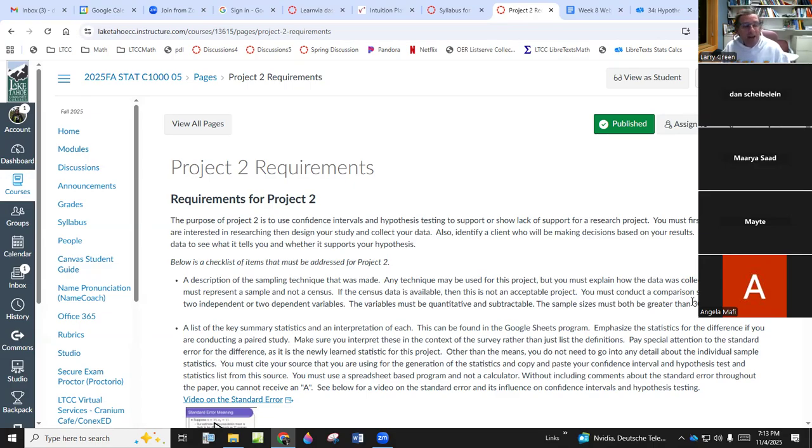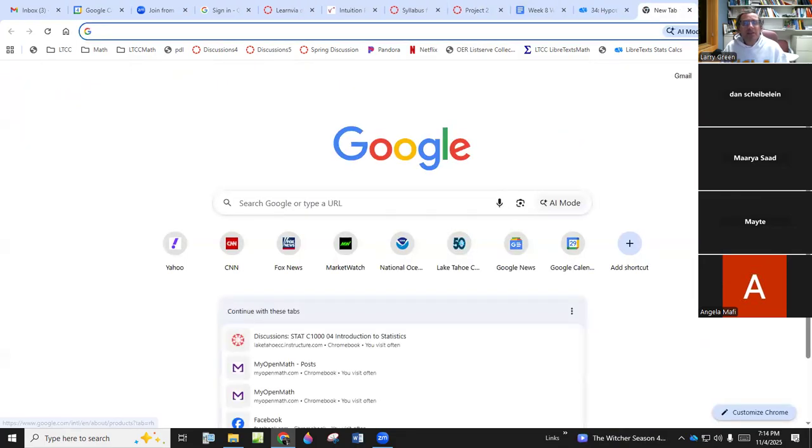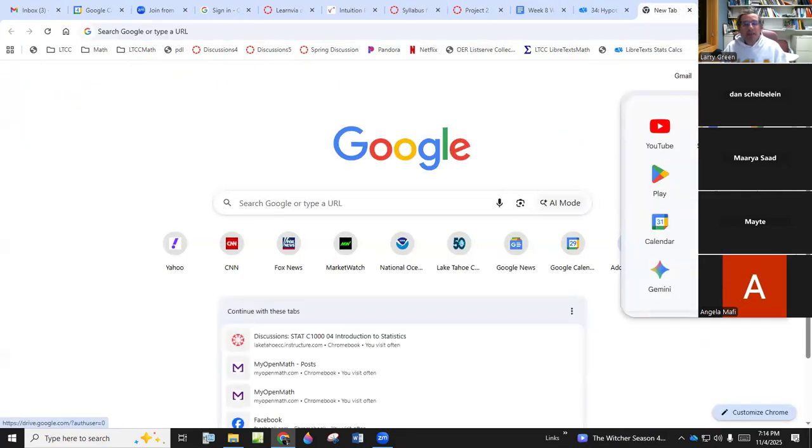Now here comes the important thing. You must have a list of the key summary statistics and an independent interpretation of each. Let me tell you some key statistics. I think it's a good idea to show you Google Sheets because that's required, by the way.